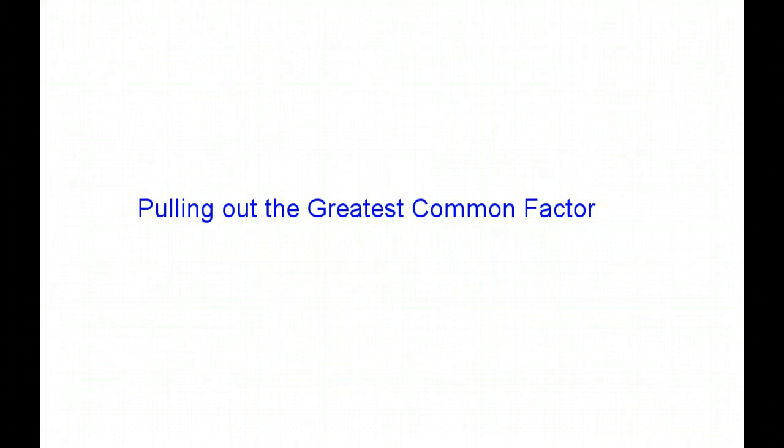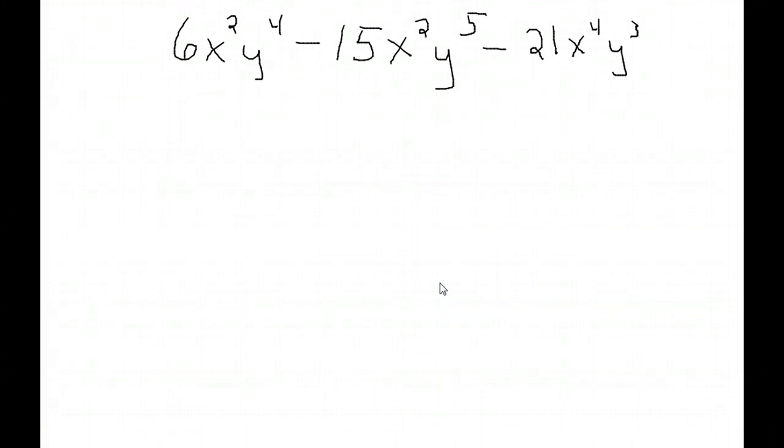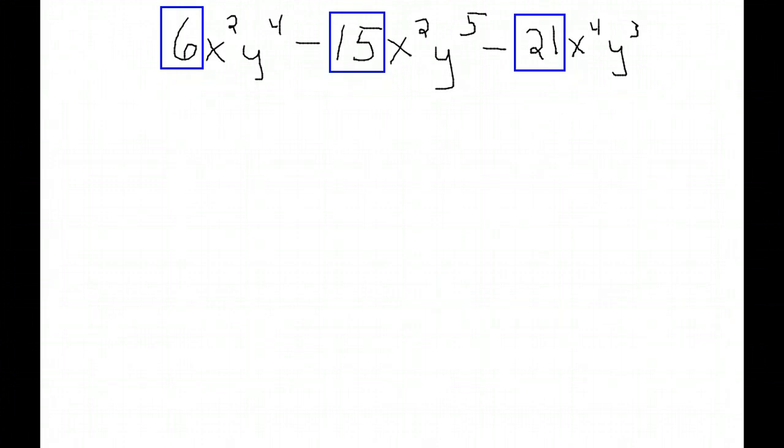So let's start with pulling out the greatest common factor, because that's always the first thing you should look for when you are told to factor a polynomial. Okay, when I look at this polynomial, the first thing I want to do is look at the coefficients, 6, 15, and 21. And I ask myself, is there a number that will go into all three of those? And if so, what's the largest number that will go into all three of those? The answer to that, for this particular problem, is the number 3. So you write down a 3.